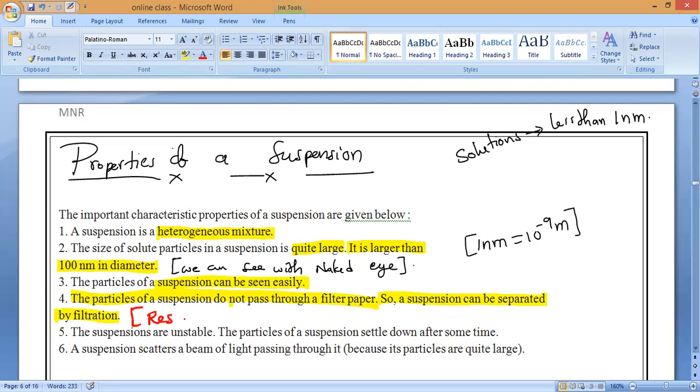It will be left as the residue. Do you understand it? So only water, or liquid, will pass through that, so the residue is only called a suspension.